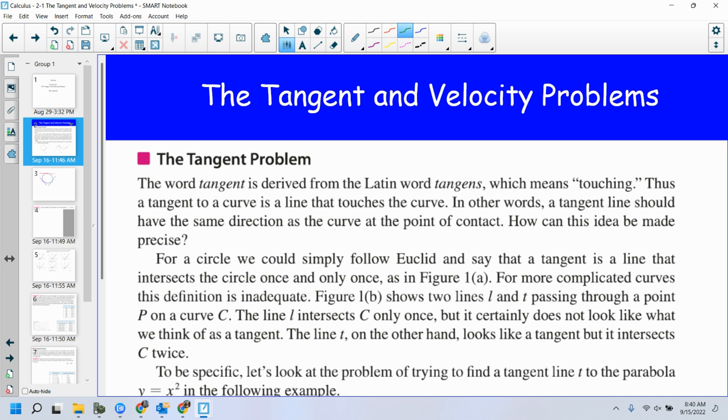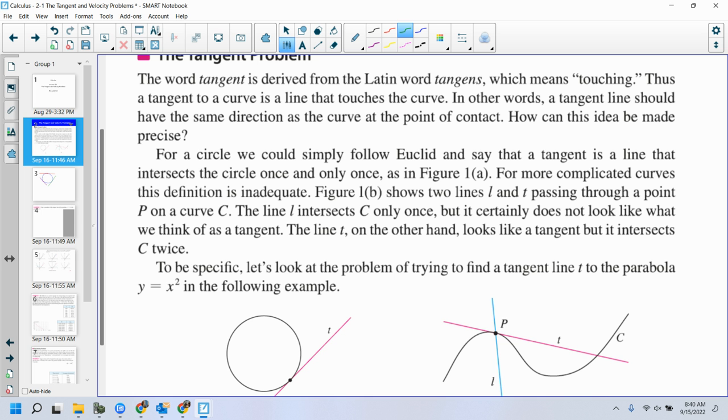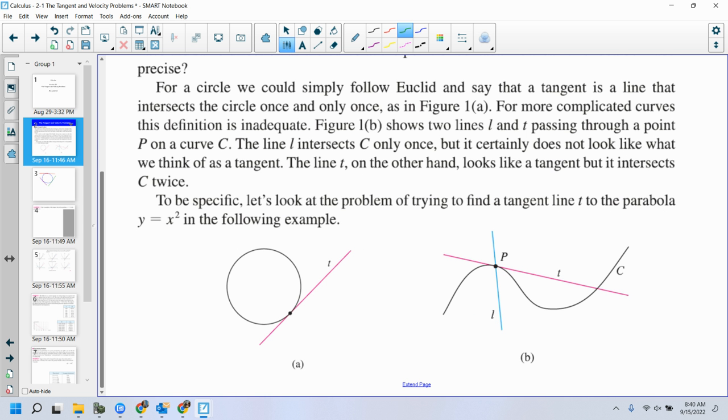Okay. For a circle, we could simply follow Euclid and say that the tangent line intersects the circle once and only once. Euclid, the father of geometry, the guy who made our system of geometry, said that the tangent line to a circle is only ever going to intersect once, and that word intersect by definition means share points with. For more complicated curves, that's not going to work. Like, think about this diagram in the bottom right. Does it intersect just once? No. That's a very geometric way to say it, where it intersects only once. But it's not a more algebraic way to say it if we're looking at curves in terms of a function.